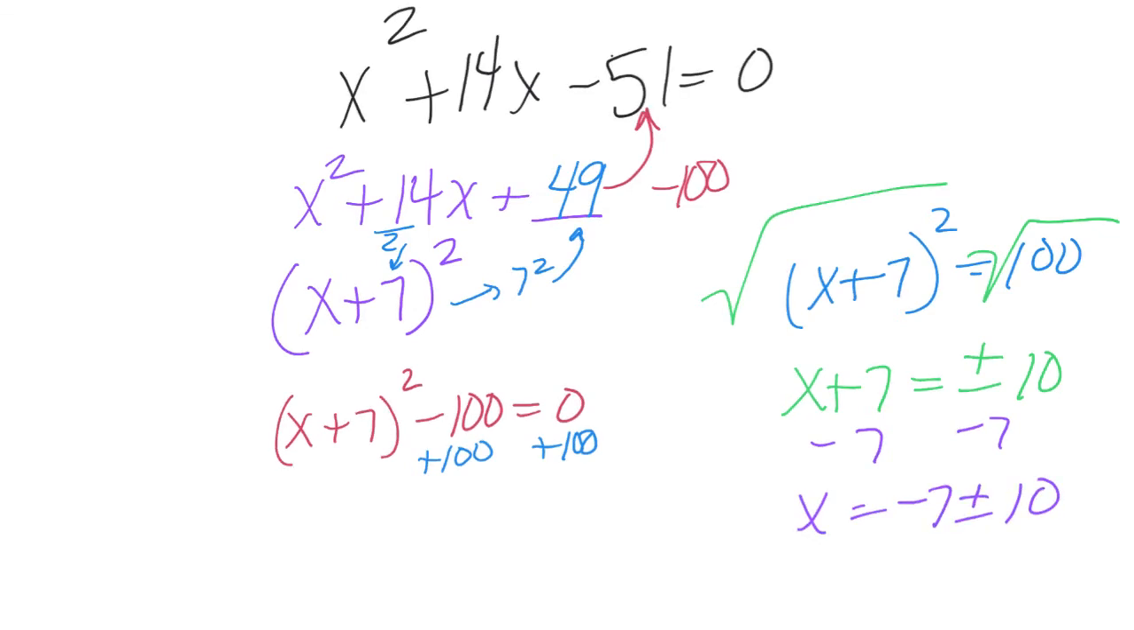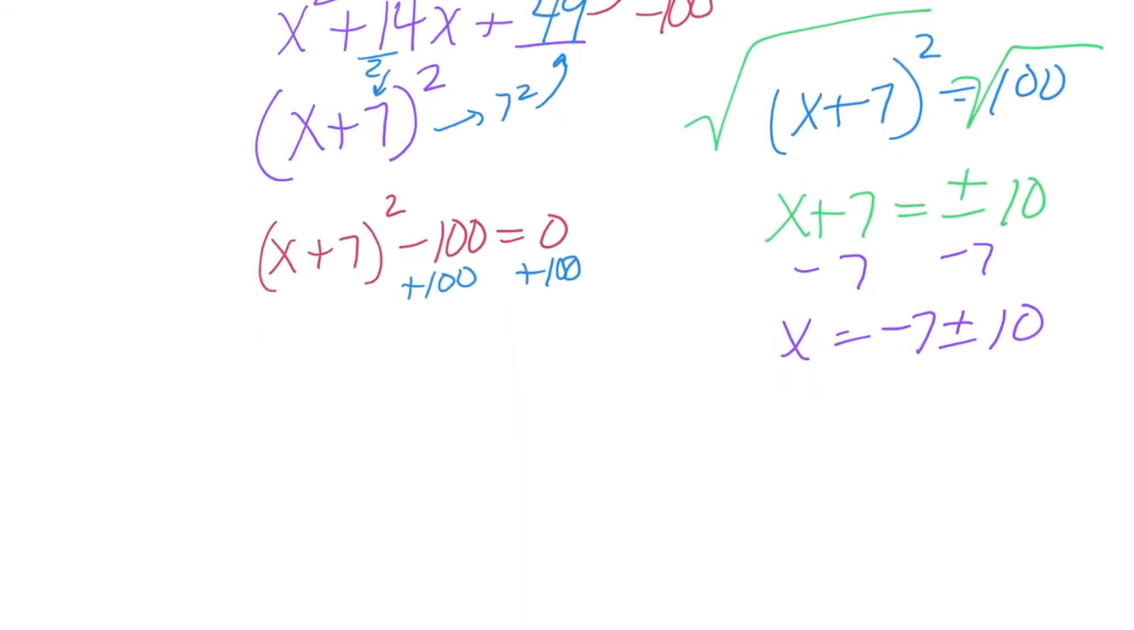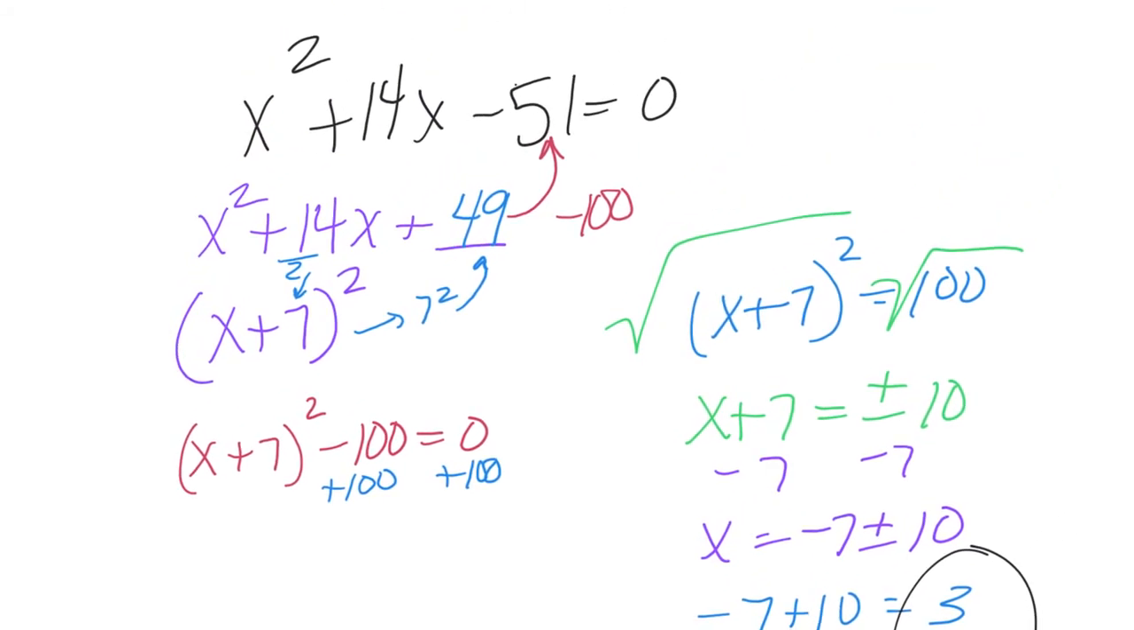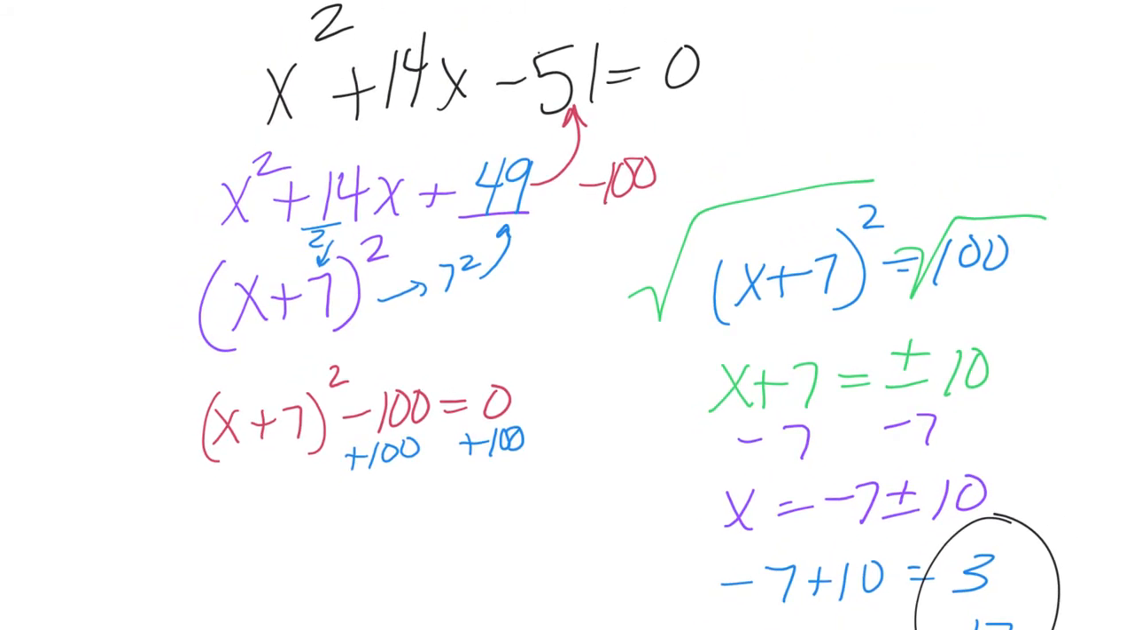Well, I actually need to figure out what that is. So let's do that. Negative 7 plus 10 is going to be 3, and negative 7 minus 10 is going to be negative 17. So those are my two x values. So I solved it. I did it. Now, while I understand there are a few more steps involved here, that happens sometimes. But when I am asking you to solve these by completing the square, there's a reason. Sometimes they're a little bit easier than factoring, and sometimes this is easier for you guys than factoring is.